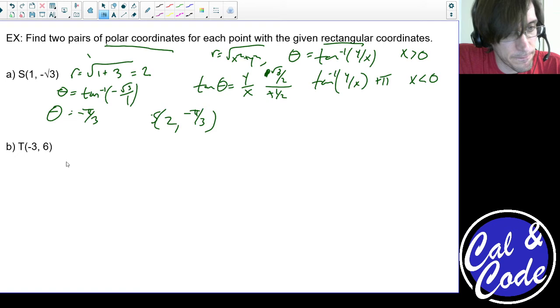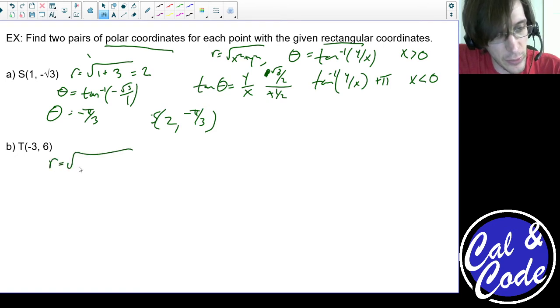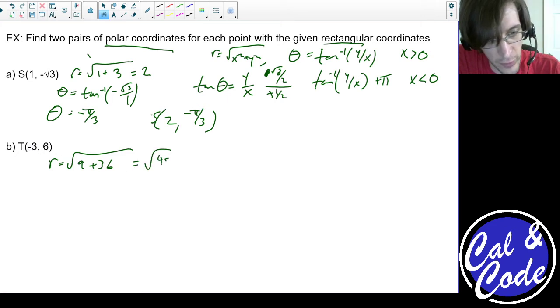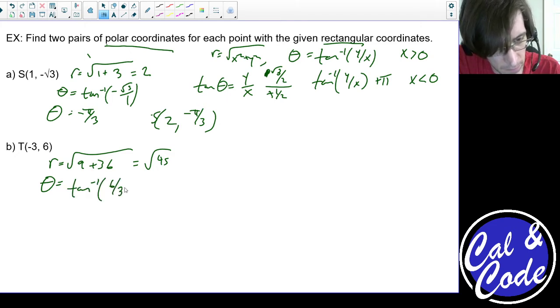What about this one? All right, r is going to be equal to the square root of 9 plus 36, the square of the negative 3 and the square of the 6. That's the square root of 45. The theta, on the other hand, my x is negative, so I'm going to be inverse tangenting 6 over 3. So what's the inverse tangent of 2 in this case? But I'm going to be adding pi to that answer.